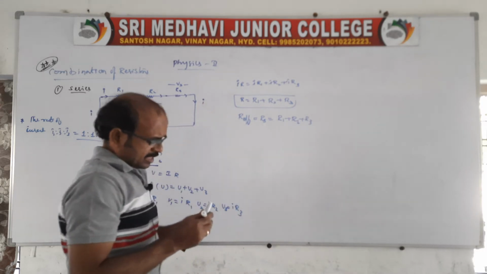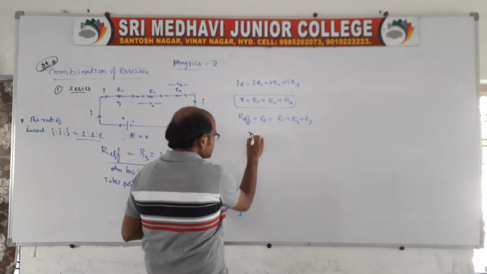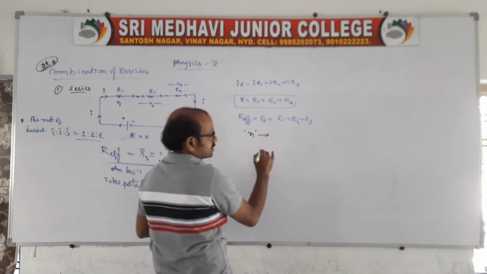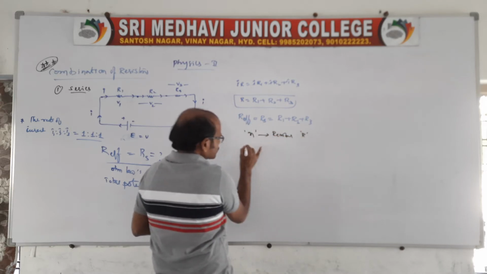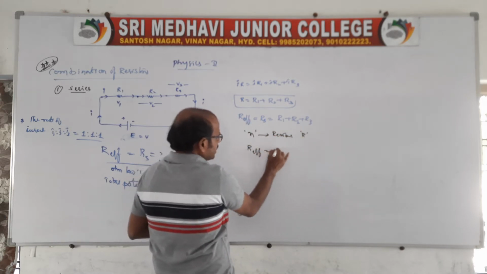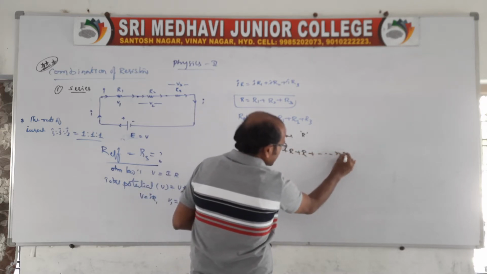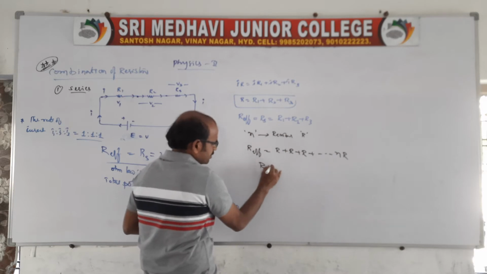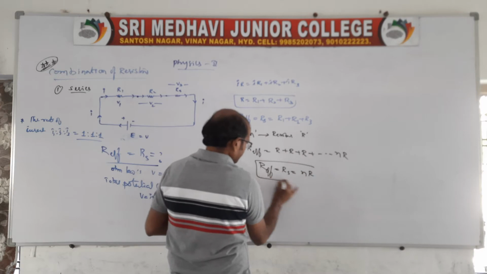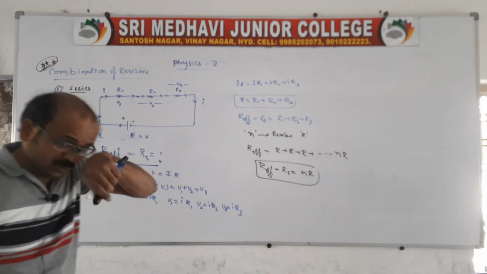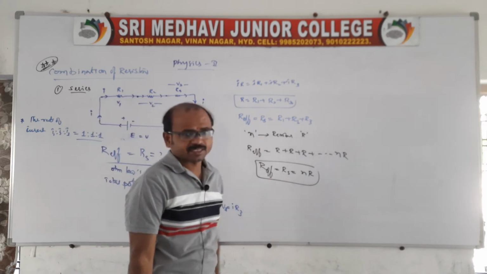Suppose n resistors are connected in series, and each resistance is the capital R. So R effective will be R plus R plus R, and so on up to n terms. So the effective resistance in the case of a series combination will be nR, n into R.